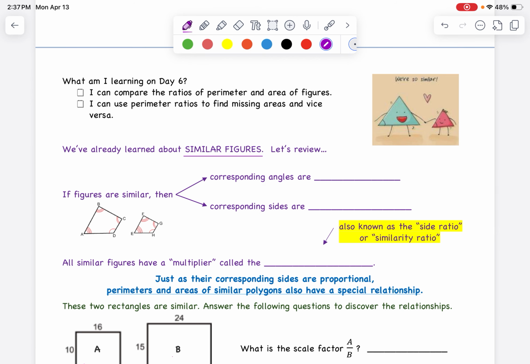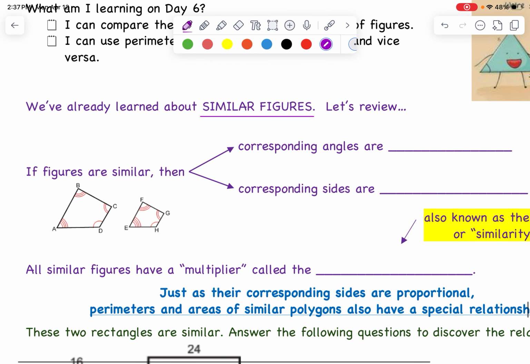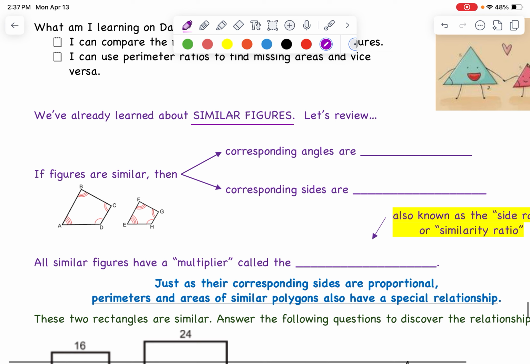Just as a little reminder, remember similar figures like these guys right here. Similar figures always have corresponding angles that are congruent, and their corresponding sides are proportional. Now, the proportionality is the main thing we're going to be talking about today. Knowing about congruent angles is really just there to prove that you have similar figures, so we're mostly going to be talking about the proportionality.